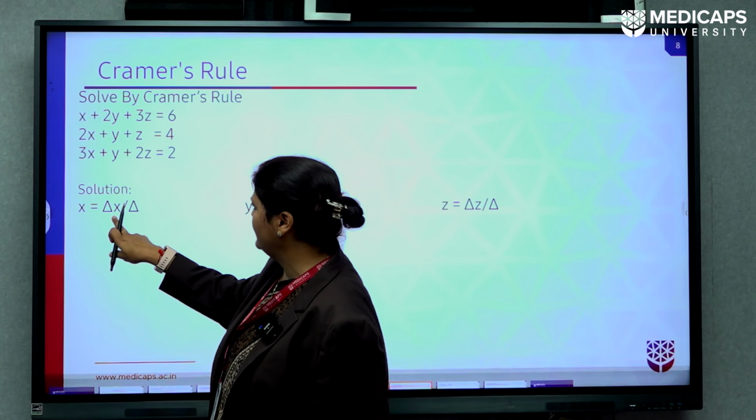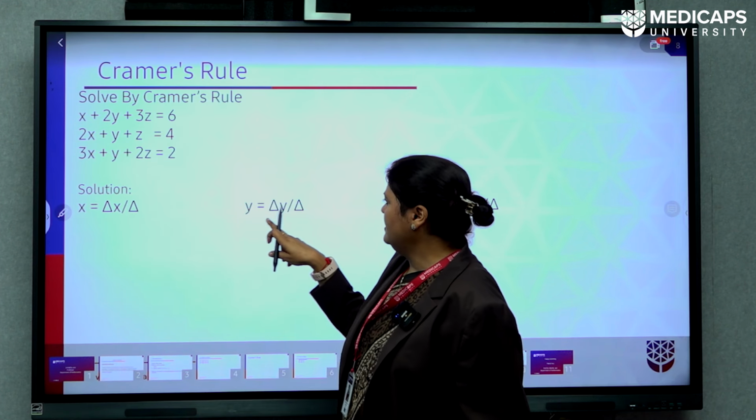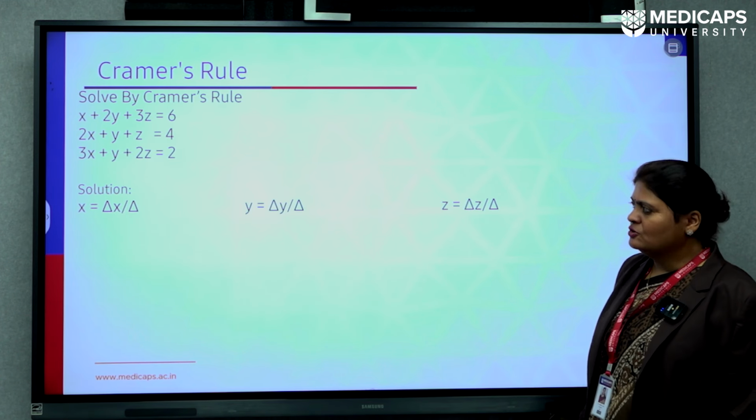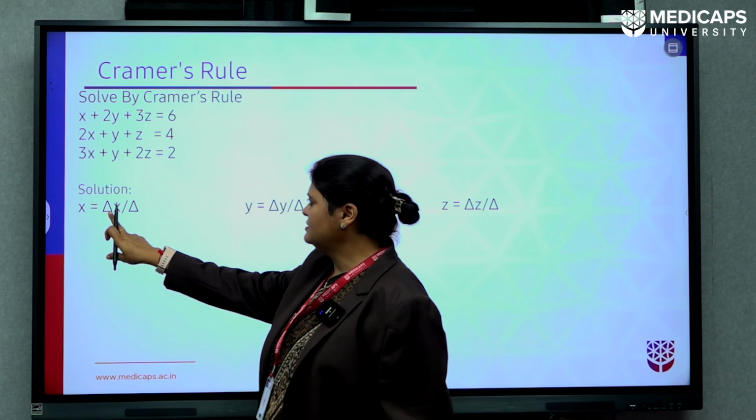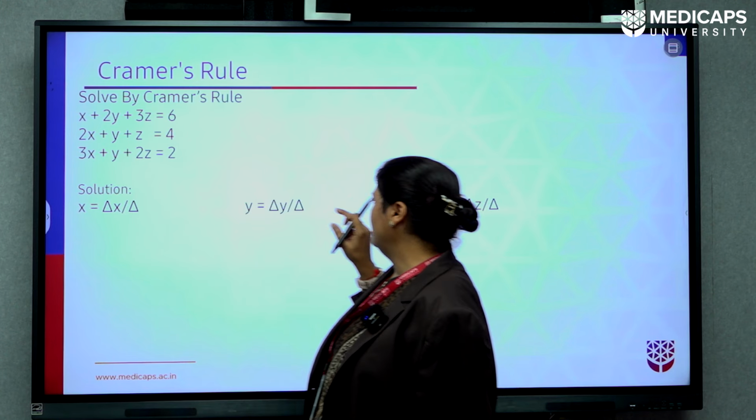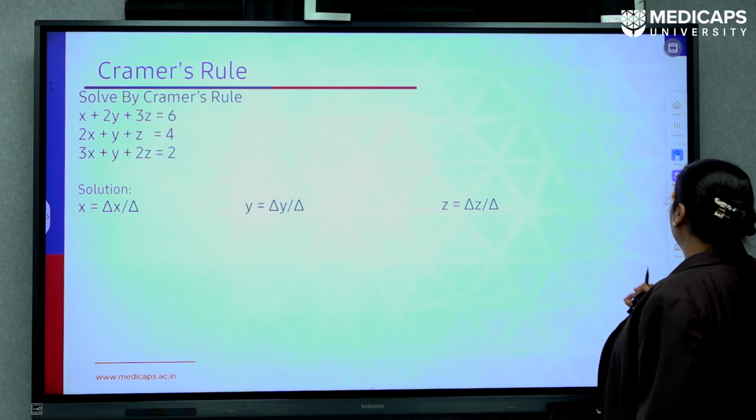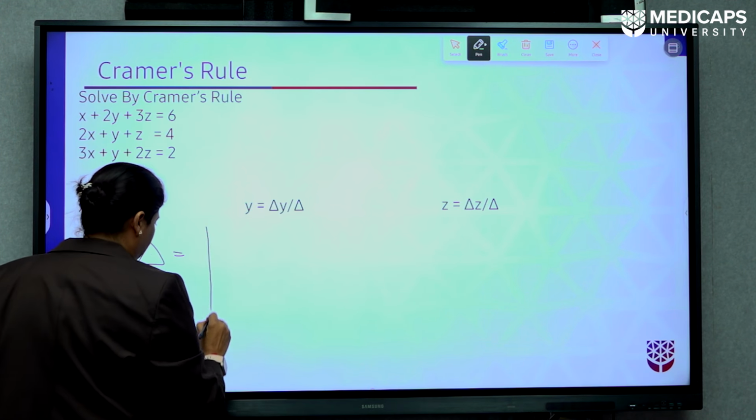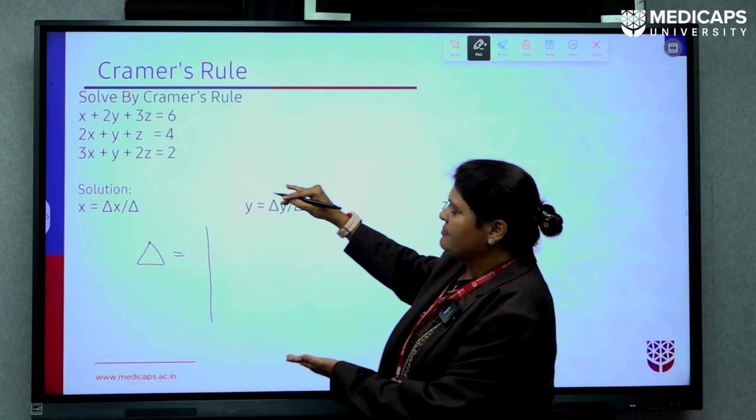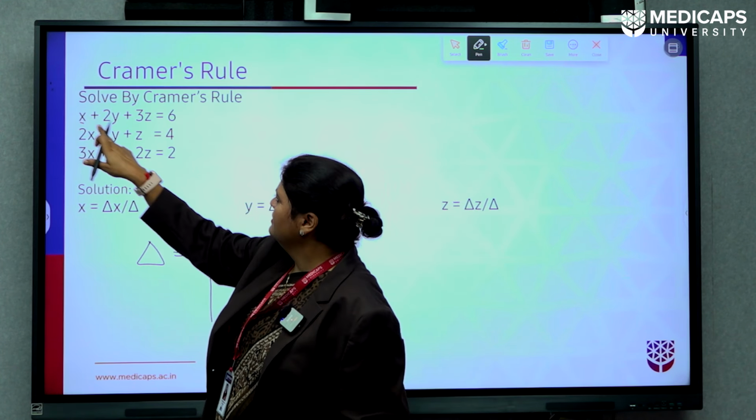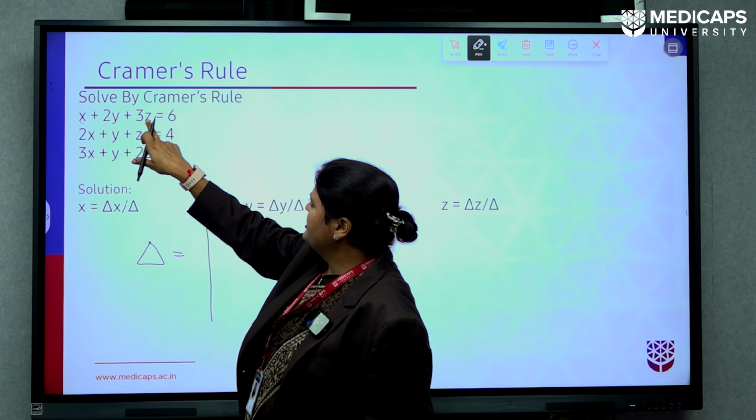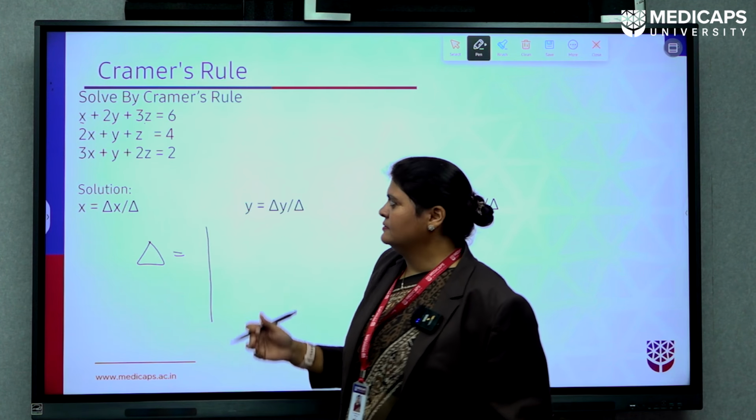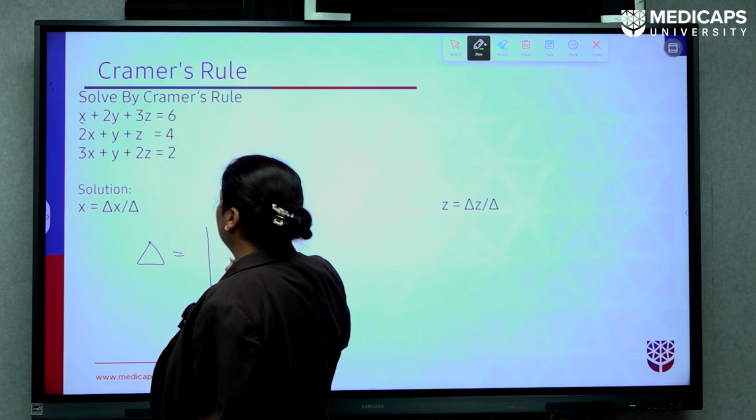Here for x it is del x upon del, for y it is del y upon del, and for z it will be del z upon del. So let us calculate first delta, and then del x, del y and del z. To calculate del, as we have discussed earlier, it is a coefficient matrix. Coefficient of x is 1, coefficient of y is 2, coefficient of z is 3, and 6, 4, 2 are the constants. So let us put these values in our determinant.